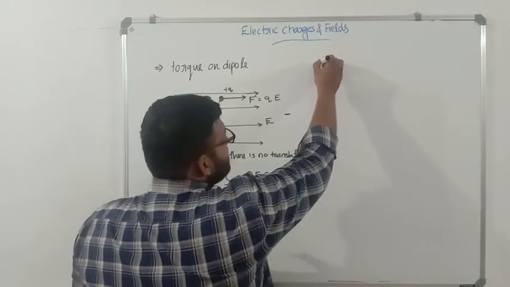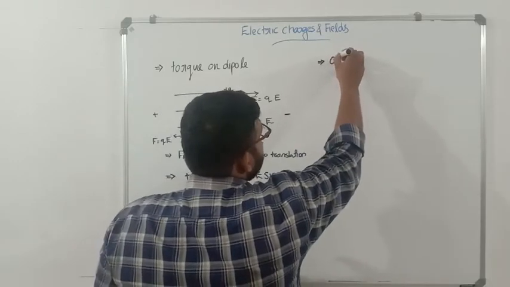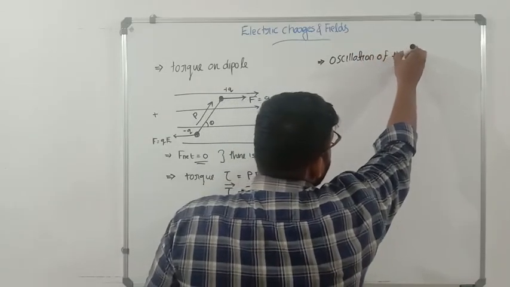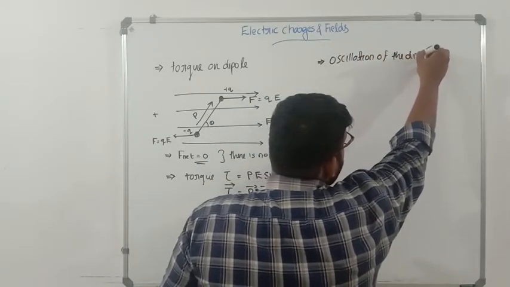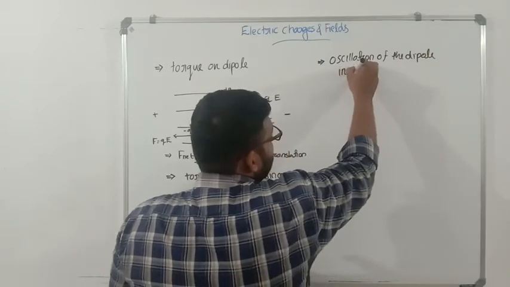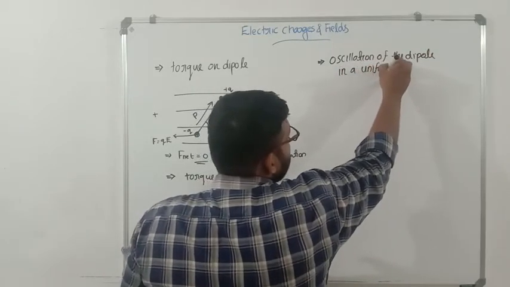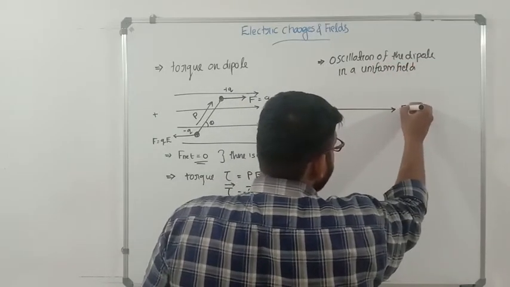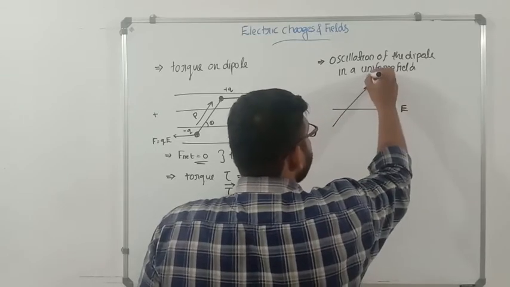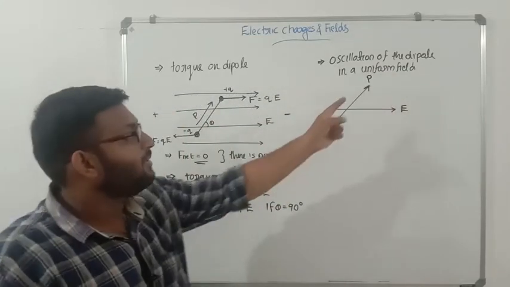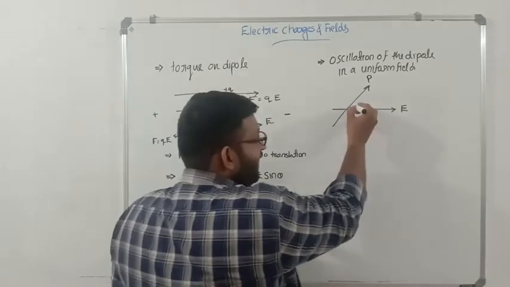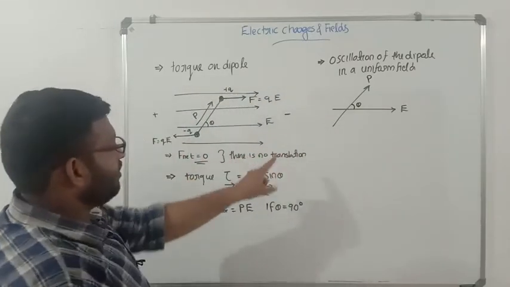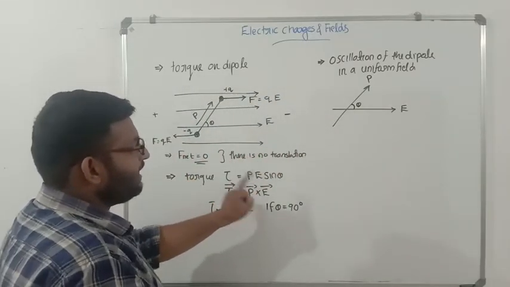Now we have to discuss oscillation of the dipole in a uniform field. Suppose you are having a uniform field of intensity E, and you are keeping a dipole whose dipole moment is given by P, and they are making an angle theta. Okay. Of course, I told you there is a torque. That torque is given by this equation, tau equal to PE sine theta.